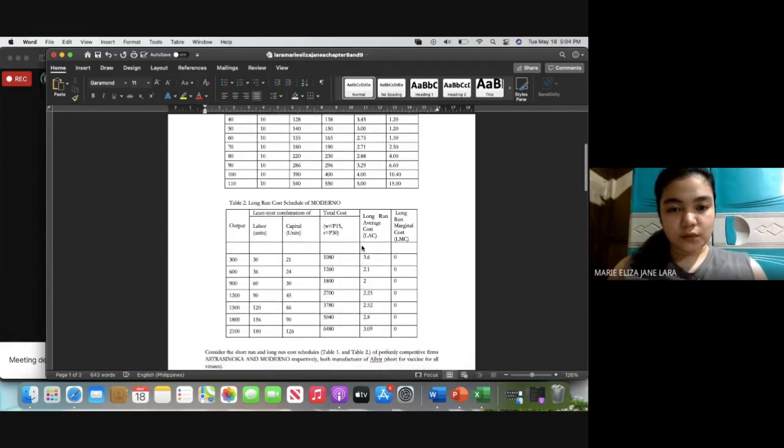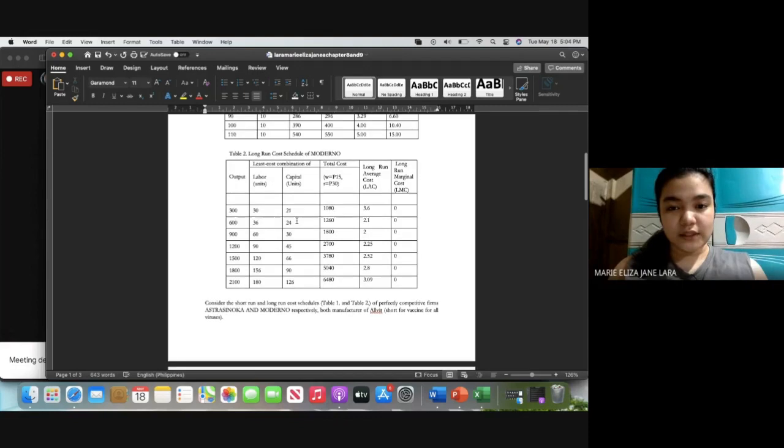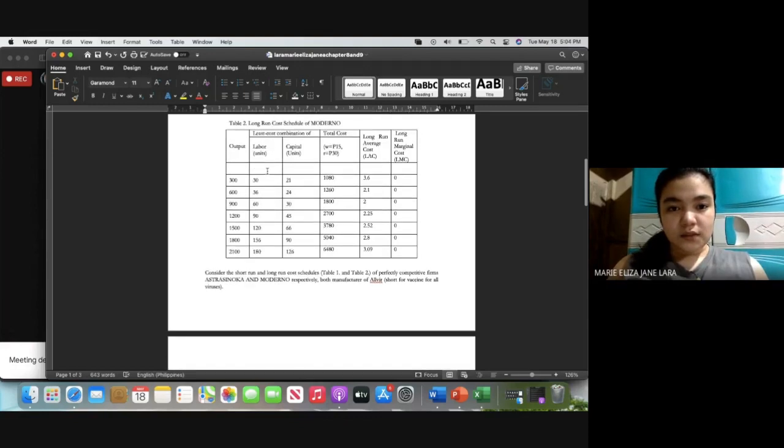For table 2, long run cost schedule of Moderno, the givens are the output, the labor units, the capital units, the cost per unit of labor, which is W equals 15, and the cost per unit of capital, which is R equals 30.